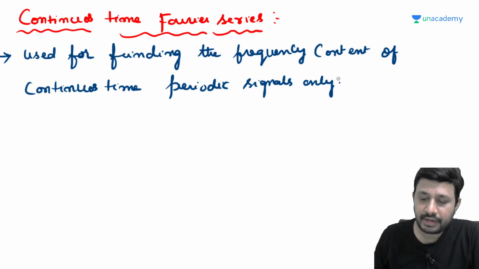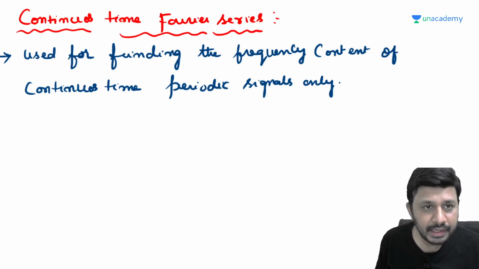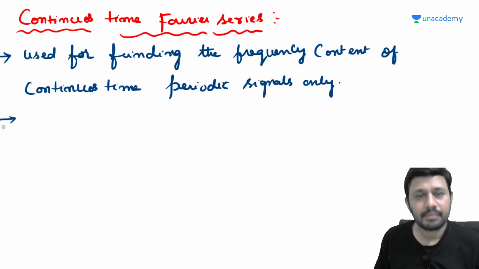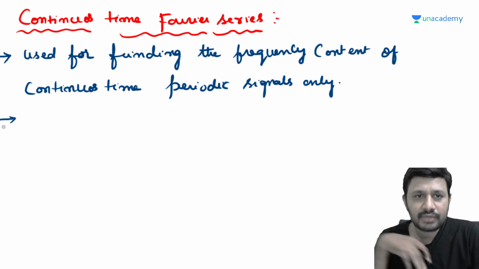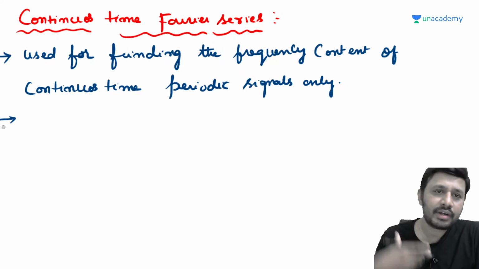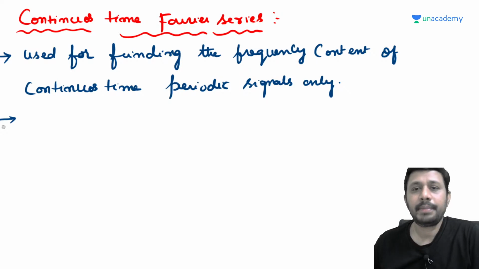It is used for finding the frequency content of continuous time periodic signals only, because the continuous time Fourier transform is used for finding the frequency content of periodic as well as aperiodic signals, but the Fourier series is exclusively used for periodic signals.